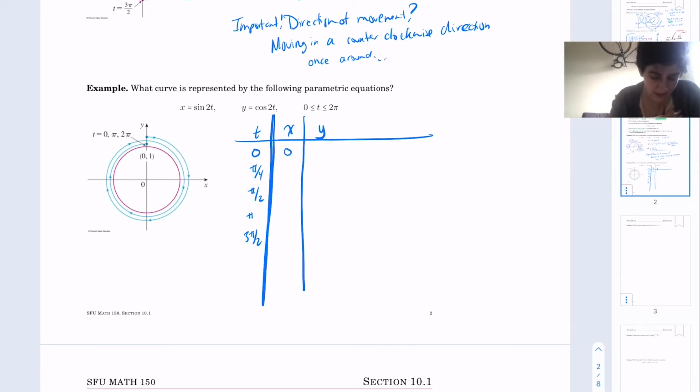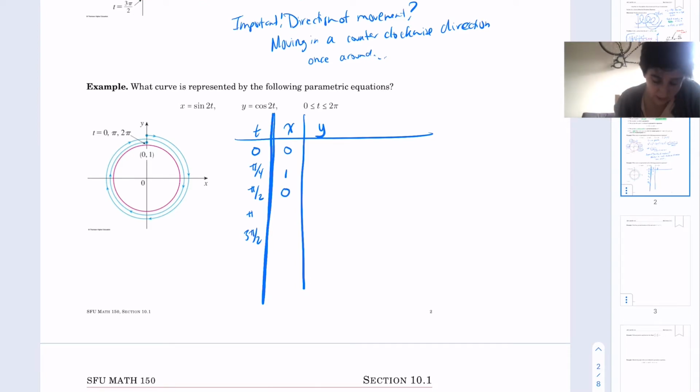So sine of 0 is 0. Sine of 2 times pi over 4 is sine of pi over 2, and so that is 1. Then sine of pi, that is 0. Sine of 2 pi, that is 0. Sine of 3 pi, that is 0. I'm multiplying by 2 each time because of this.